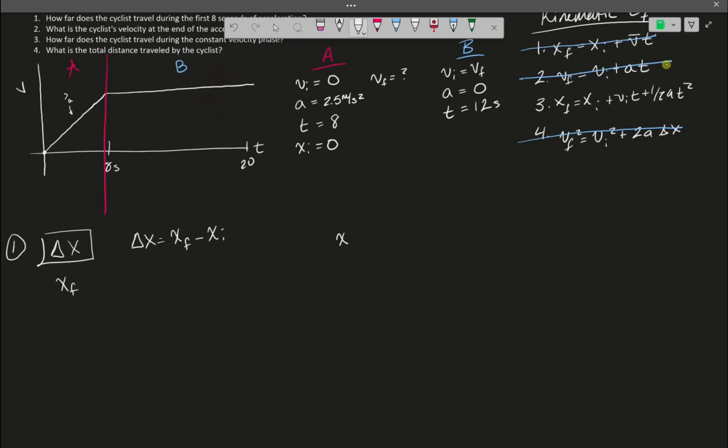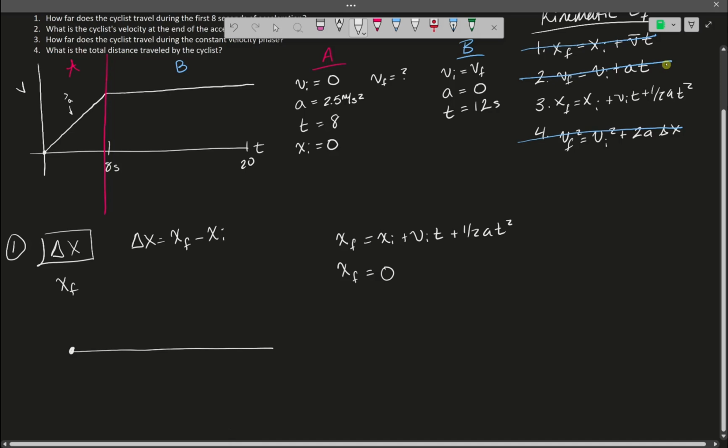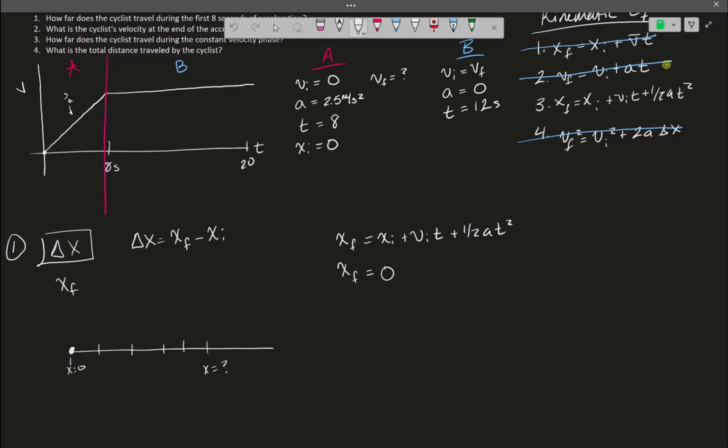So equation number 3 is the final position is equal to the initial position plus the initial velocity times time plus 1/2 at squared. Thankfully, I don't have to do any rearranging, because the variable that I'm solving for is already by itself on the left-hand side, so I can just start plugging in numbers. My initial position is 0, because if I think about a number line, I start here, I'm going to be moving forward. I can consider this to be x equal to 0, and then we will be moving forward to x equal to some location, right?